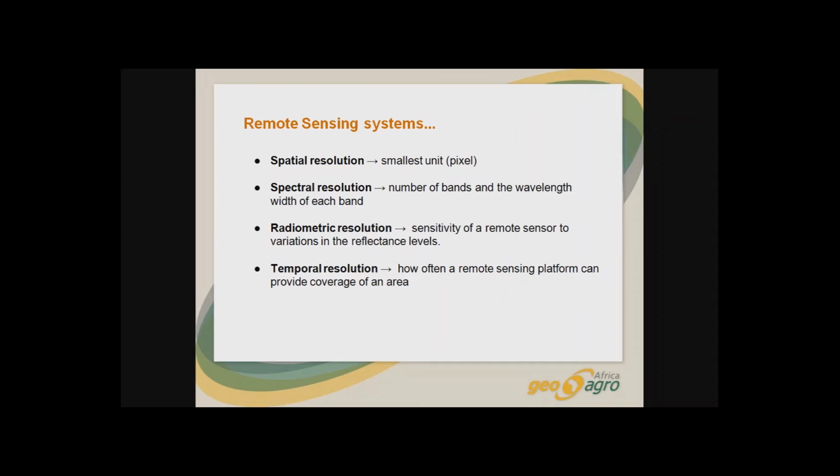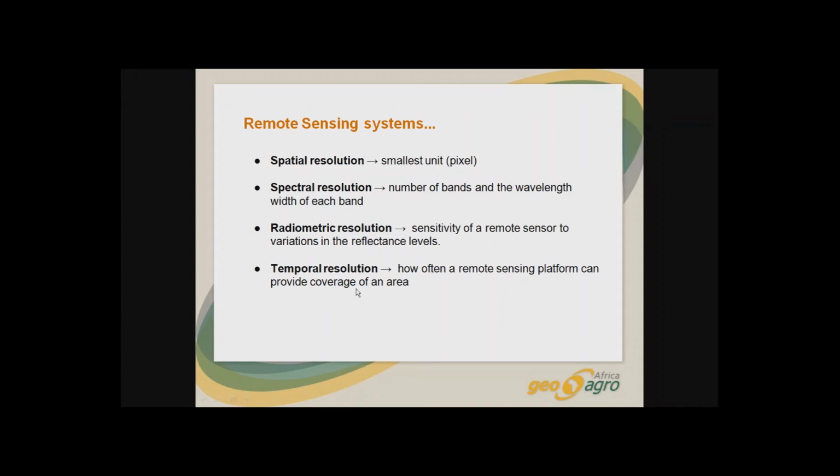Spectral resolution, number of bands. There is a range of bands that we use, and the sensor captures reflectance in different bands. That's what we were referring to when we talk about spectral resolution. What is the number of bands and the wavelength width of each band? That's important to know where the information is coming from, and that you don't compare apples with oranges when you see information coming from 2 different sensors.